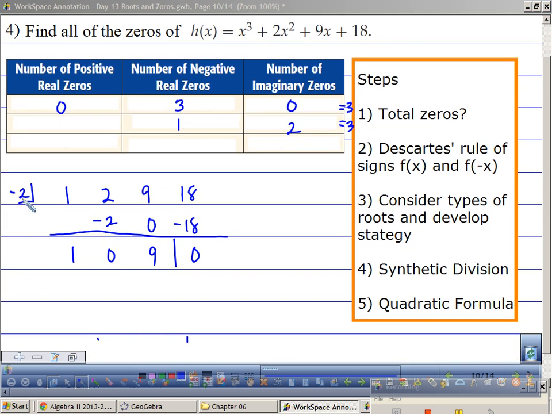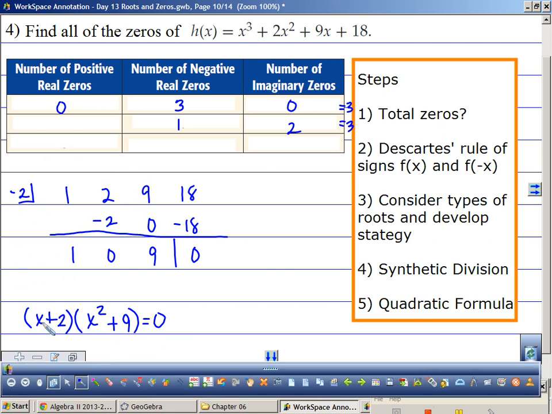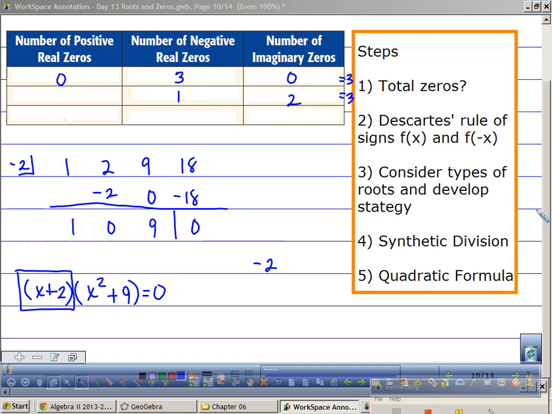So if my root is negative 2, what would my factor look like? X plus 2 times x squared plus 9. Why? See it? You don't really need this part, right? You don't really need it because you already know that one of your roots is negative 2. What's the other root? X squared equals negative 9. So x equals plus or minus 3i.